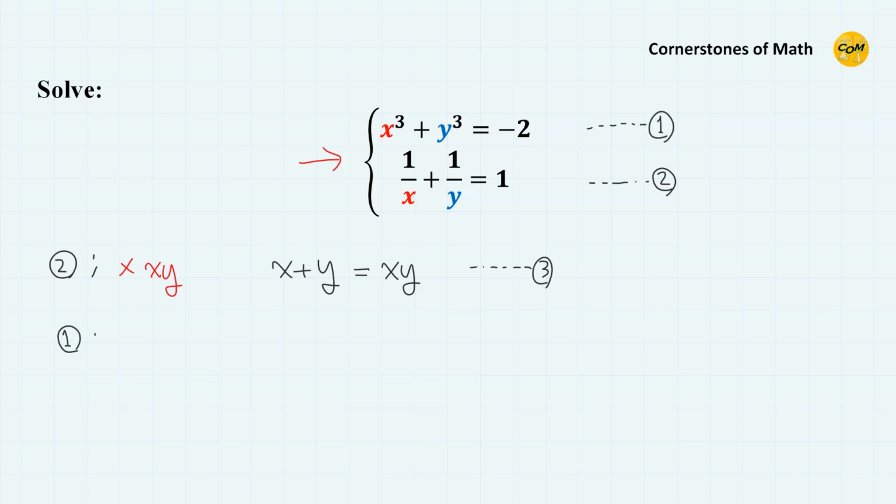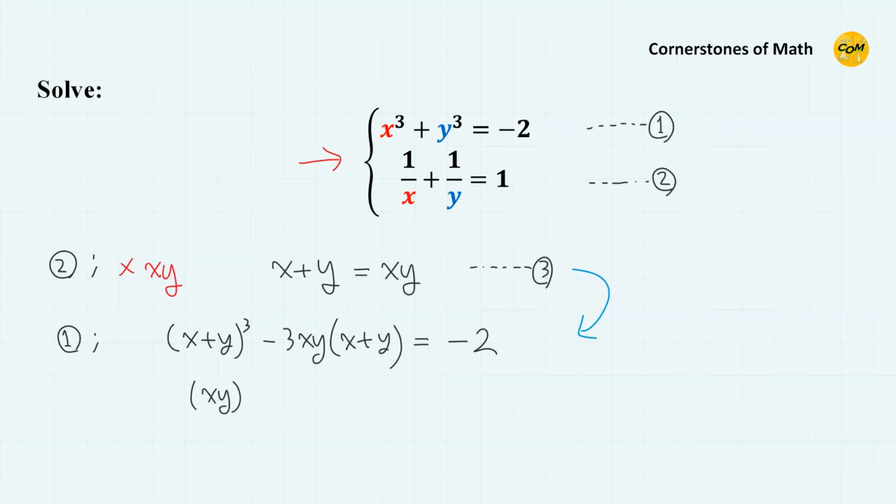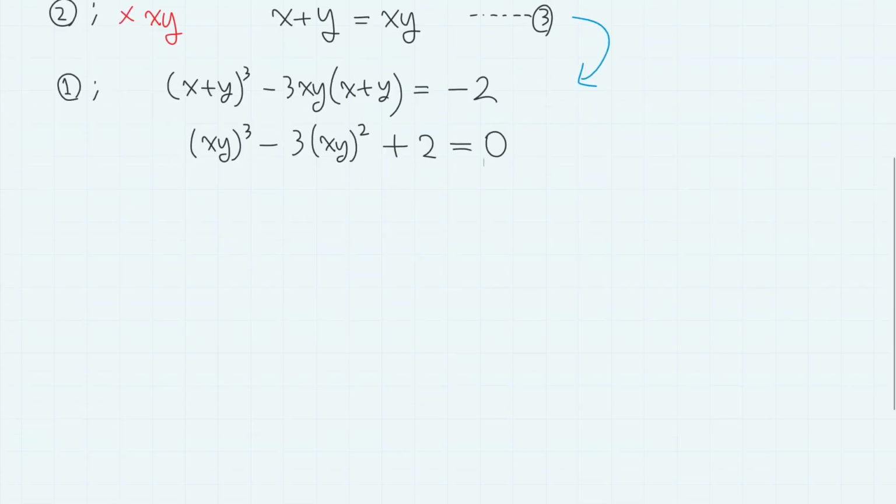Now let's take a look at equation 1, which can be written as (x plus y) cubed minus 3xy times (x plus y) equals -2. Using the result of equation 3, we can change x plus y into xy, so (xy) cubed minus 3(xy) squared plus 2 is equal to 0. This is the cubic equation of xy.